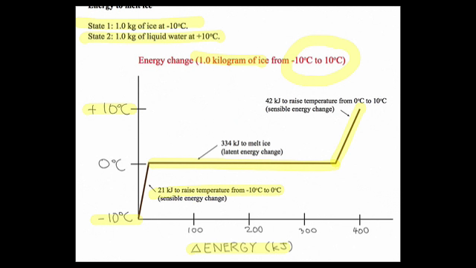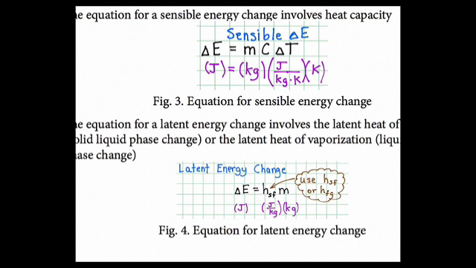So the really big picture idea here is thermal energy involves two things. Sensible temperature change, like right here, and latent change, like right along here, where we're changing phase. And for sensible energy changes, we typically use heat capacity and the basic equations written here.